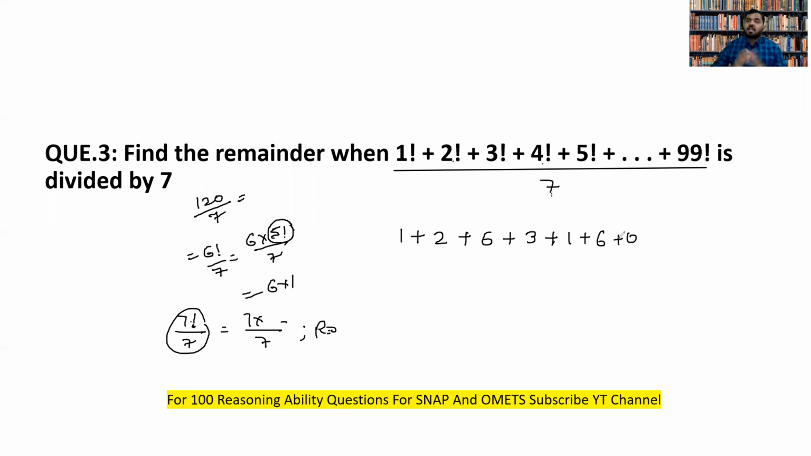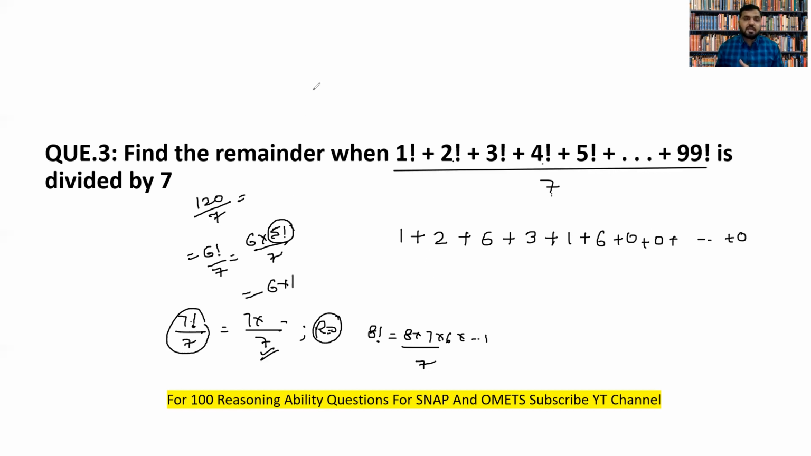So can you see that all the numbers after 7 factorial, when divided by 7, will give you a remainder of 0 only. In fact, 8 factorial is also a multiple of 7, so this number when divided by 7 will give you a remainder of 0 again, and so on. So all the numbers from 7 factorial to 99 factorial will be multiples of 7. So all these numbers when divided by 7 will give a remainder of 0 only, right?